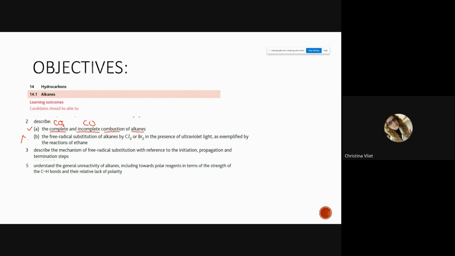This is new. The free radical substitution. I mentioned to you what free radicals were a long time ago. I said we weren't going to revisit them until much later in the year. We are now much later in the year. Free radicals. We're getting to free radicals today. And with reference to the three steps of initiation, propagation, and termination.